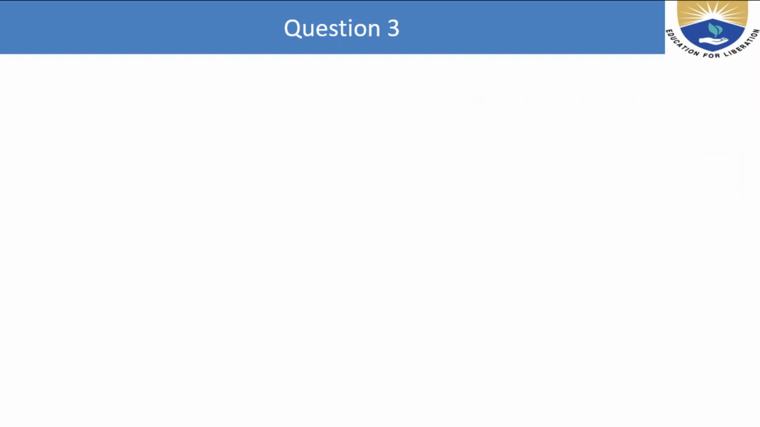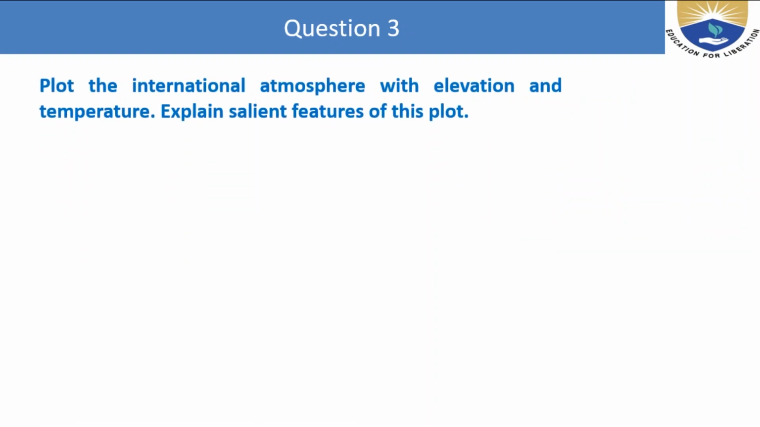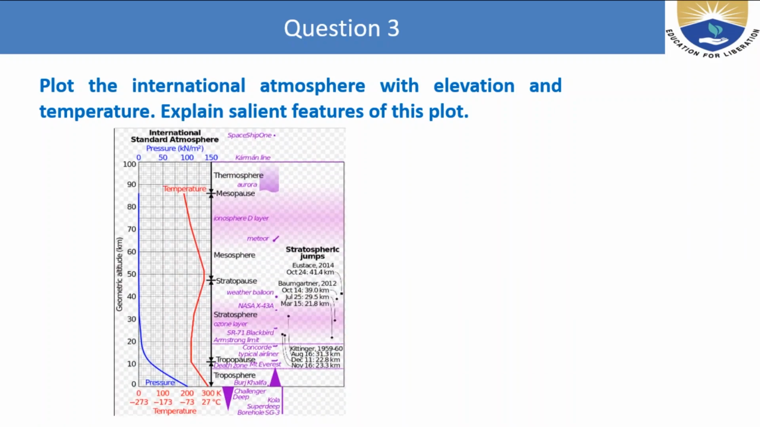Now I will go to question number 3. Plot the international atmosphere with elevation and temperature. Explain salient features of this plot. Just now in the first question I explained that there is an international standard atmosphere, ISA, and in that the variation of the elevation or altitude with respect to the temperature, density and pressure is plotted. So we are going to discuss this.